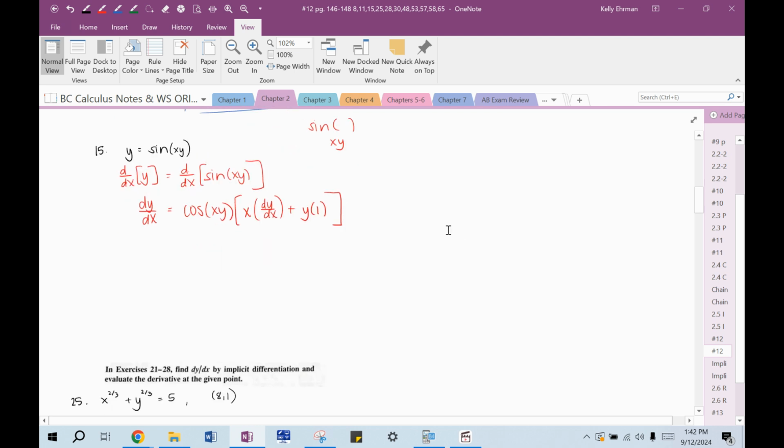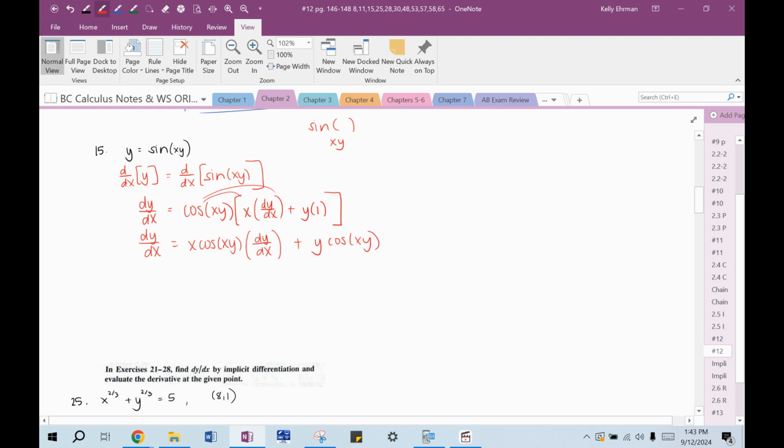We have some stuff to clean up. The only way to free up this dy dx is if we distribute our cosine through. So dy dx equals, I'm going to put x cosine of xy times dy dx. And then remember, you're also multiplying that by this y out here. So plus y times cosine of xy.